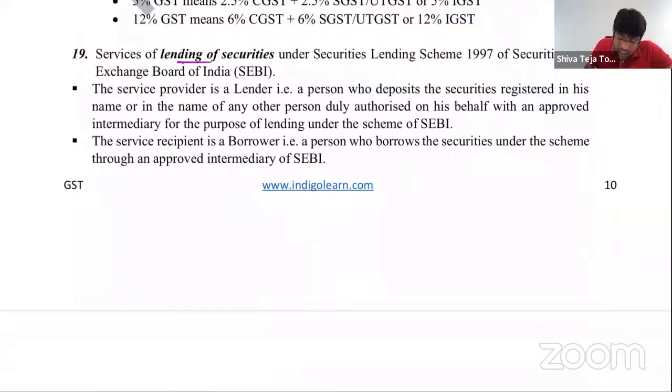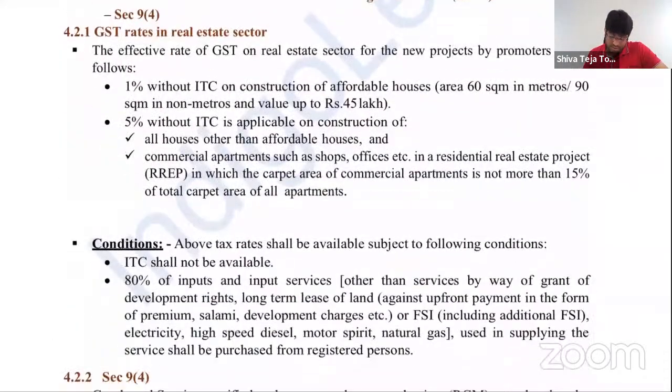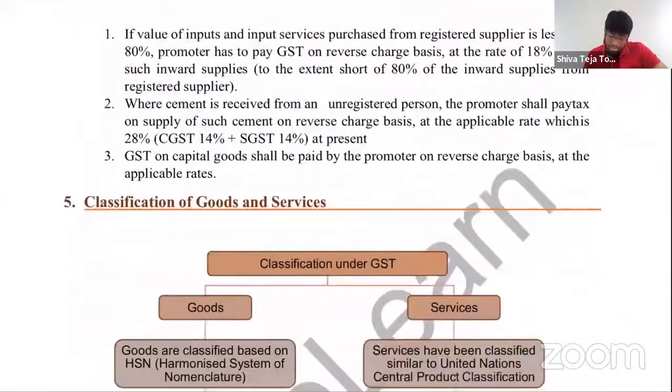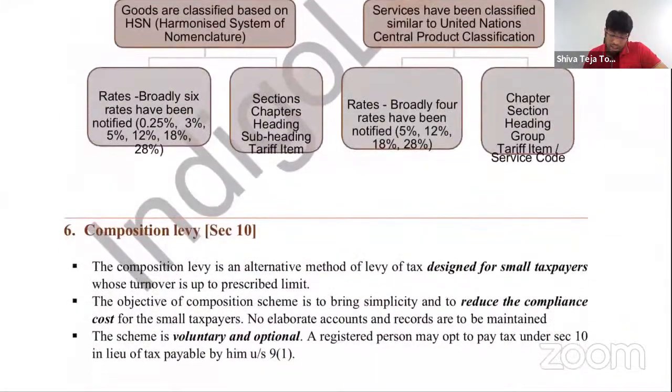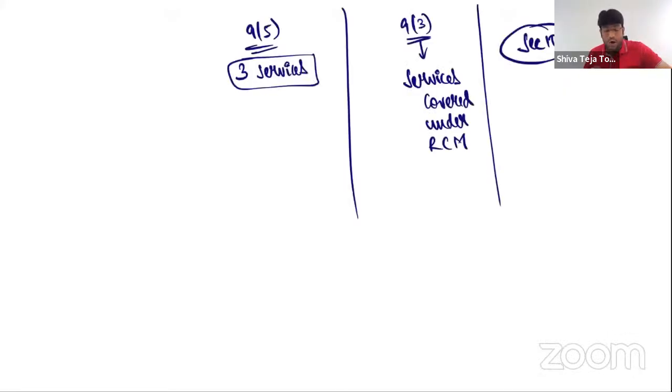Then lending of securities under the securities lending scheme of SEBI, where you can lend your shares and securities, and somebody will borrow those shares and securities. GTA point we covered. Classification is not relevant for us. What is important is the composition scheme. Definitely important.